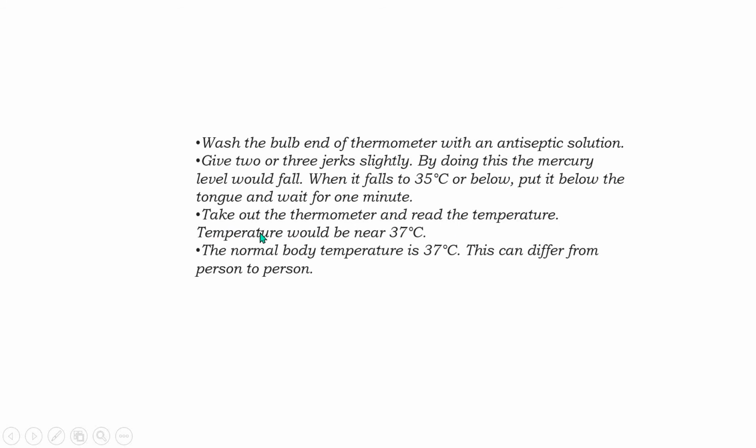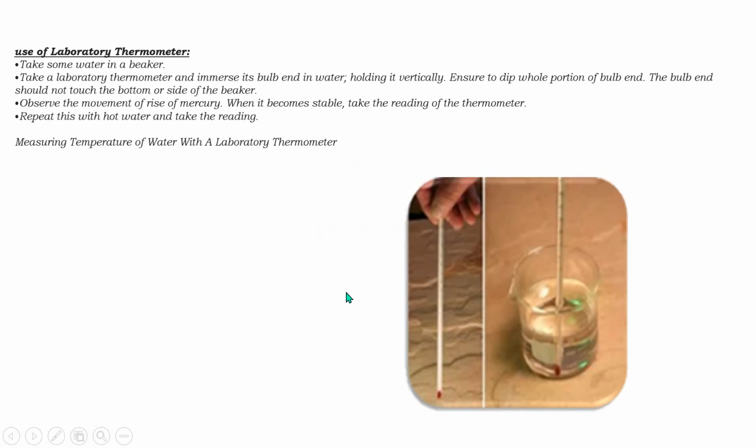Take out the thermometer and read the temperature, and if it is near 37 degrees centigrade, that is the normal body temperature of a human being, 37 degrees Celsius, and this can differ from person to person. Let's see the use of the laboratory thermometer.